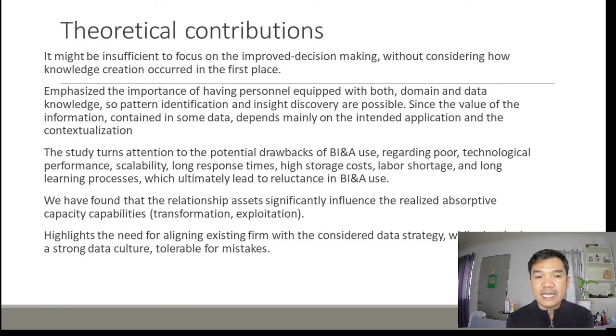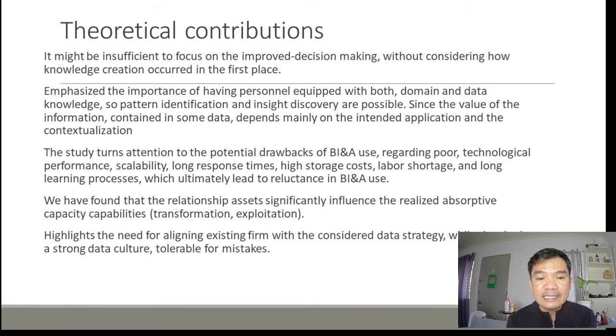So this is a human aspect. And second to the last, we have found that the relationship assets significantly influence the realized absorptive capabilities, which are transformation and exploitation, because they are very dependent on capabilities.